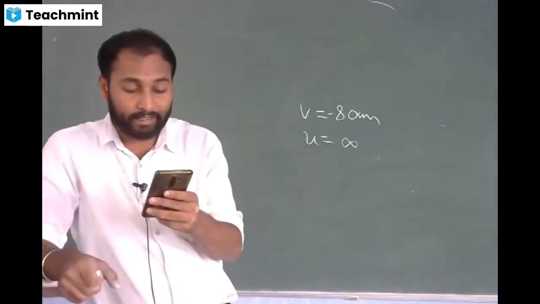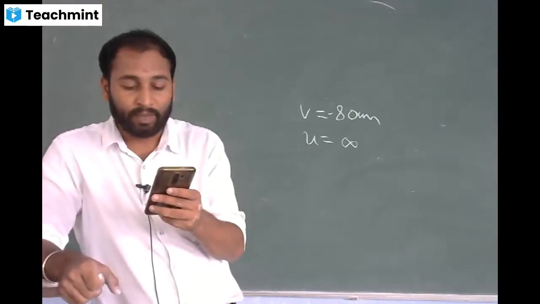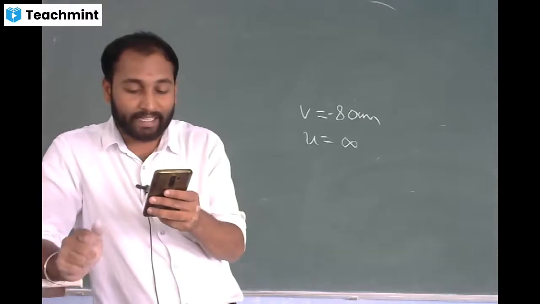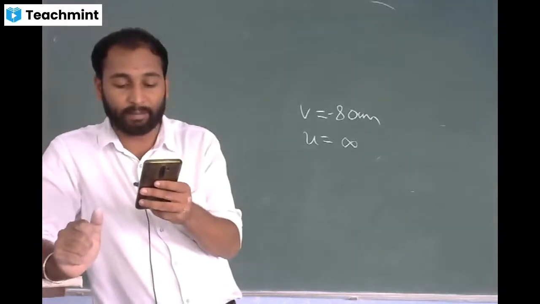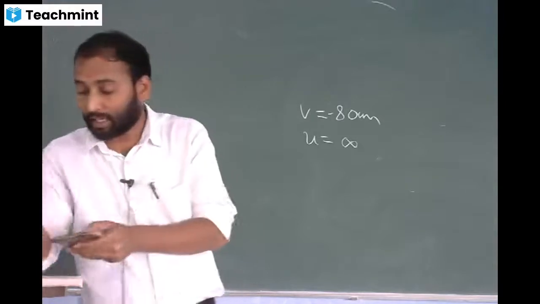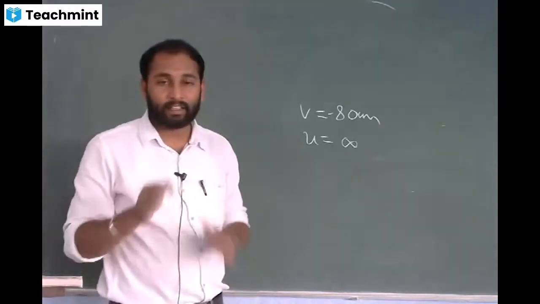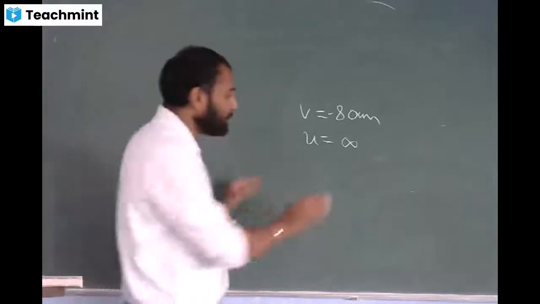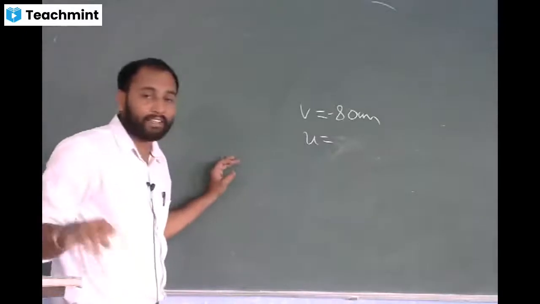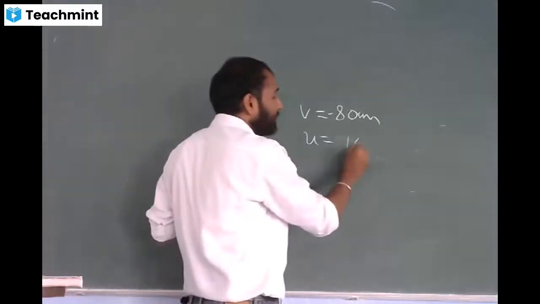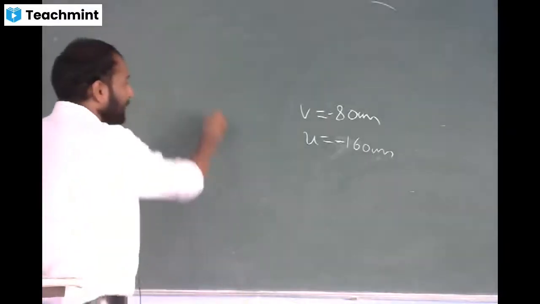A person cannot see objects beyond 80 centimeter from his eyes, while a person with normal eyesight can see objects easily placed up to 160 centimeter from the eye. So that means instead of infinity, they are saying the normal person can see up to 160 centimeter. So the far point of the normal eye here is 160 centimeter, so we have to take u as minus 160 centimeter. So calculate the focal length.